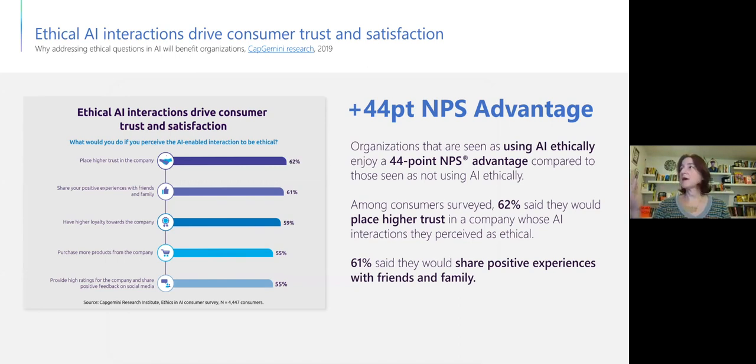And NPS score, which is one of the ways to assess business success in a very simplistic way, goes up 44 points. That is a huge gap. It's a huge difference.